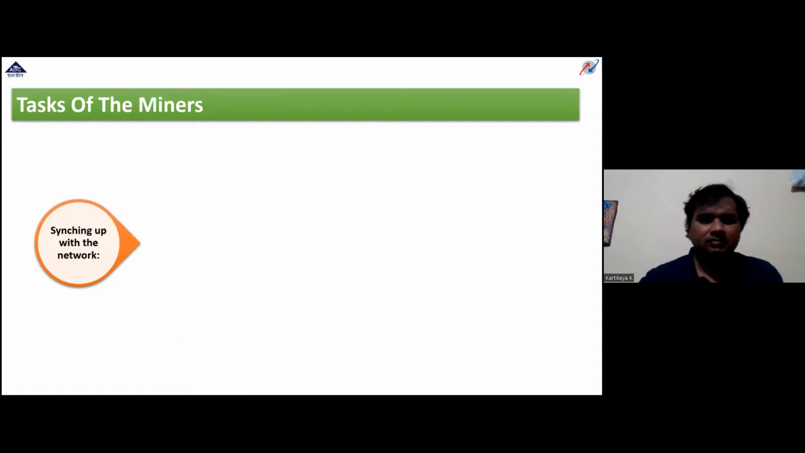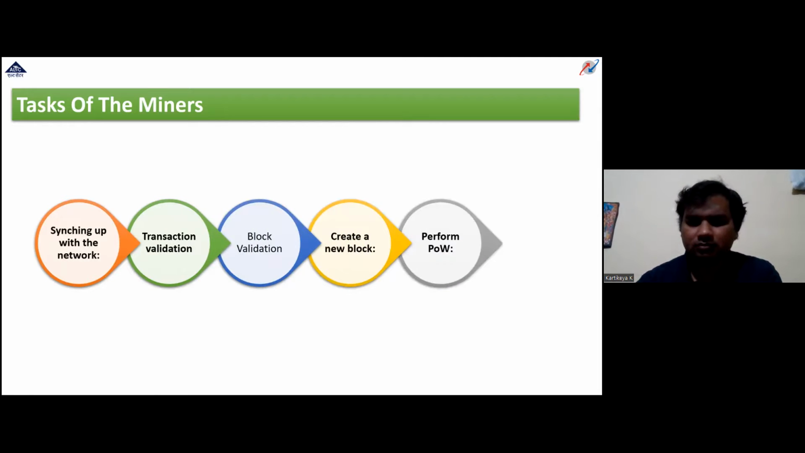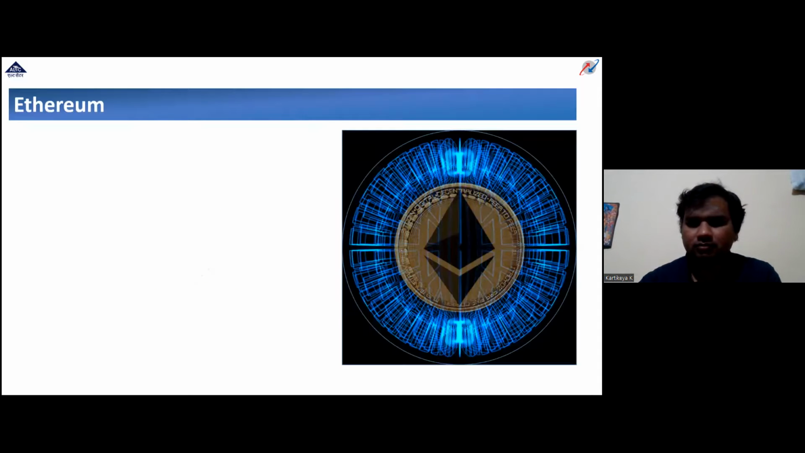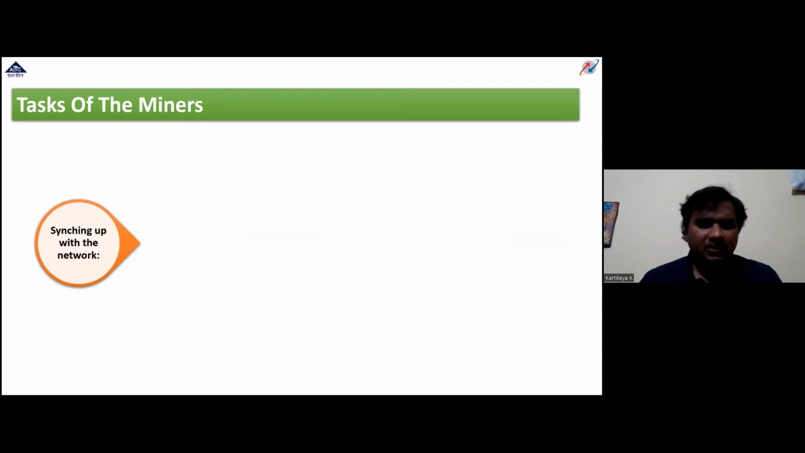What are the tasks of miners? This is the first step, syncing within the network. Once a node connects to the Bitcoin network, there are so many tasks to be performed. The node has to download the blockchain by requesting historical blocks from the other nodes. All the history has to be downloaded. This is called syncing up with the network.